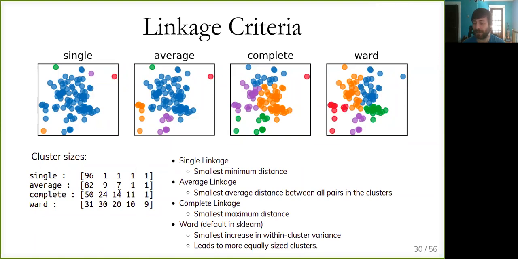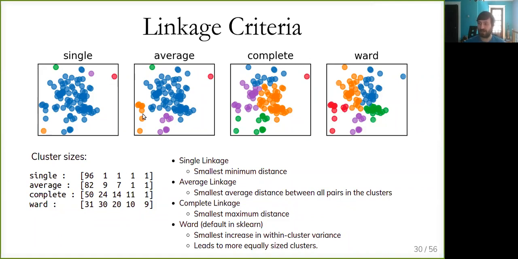So here, on the left-hand side, I'm looking at the cluster sizes for clusters 1, 2, 3, 4, 5 in this Gaussian blob. Single linkage tends to just cut off outliers as their own clusters. You can see here, basically all the points are in the blue cluster. If I ask for five clusters, all points are in the blue cluster, and then there's this orange, green, purple, and red point, which are the furthest away points, and they each get their own cluster. This is not really that interesting in clustering. So it's very susceptible to outliers.